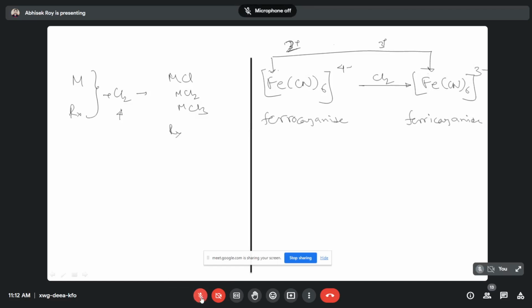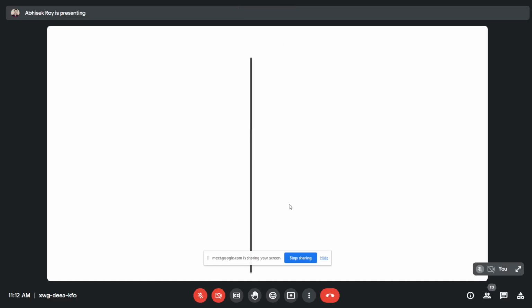Then next we will do the numericals. So now we'll do the numericals based on this oxidation of cyanide by chlorine. Our first problem.